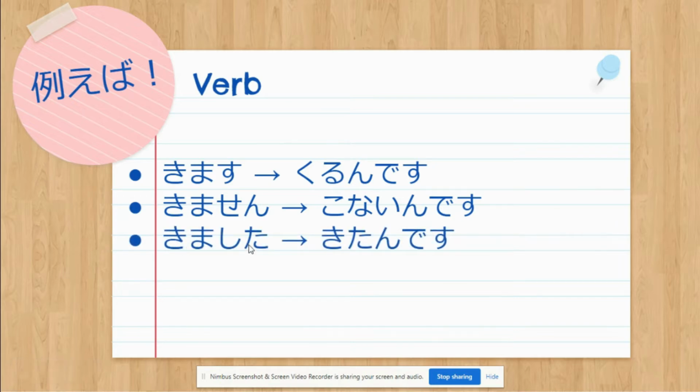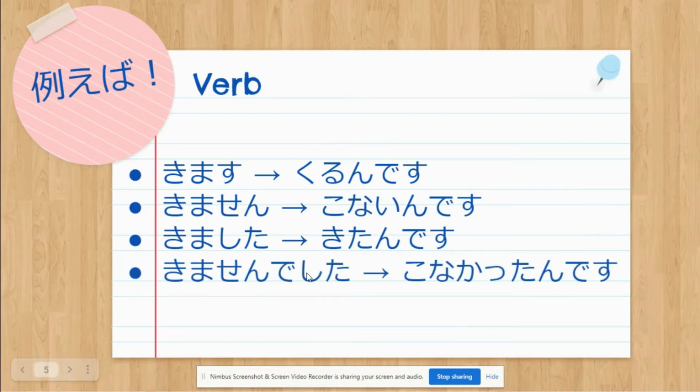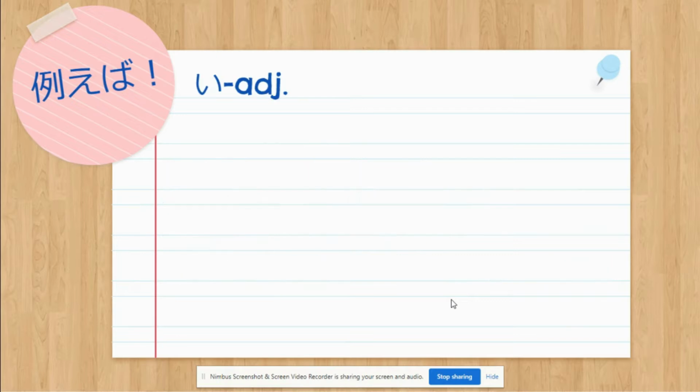Kimashita, this is now the past form. For the plain past form, it becomes kita, and then you just add en desu, it becomes kitan desu. Kimasen deshita, this is the negative past form. For the negative past plain form, it becomes konakatta, and you just have to add en desu, it becomes konakattan desu. Let's take a look at the i adjective.